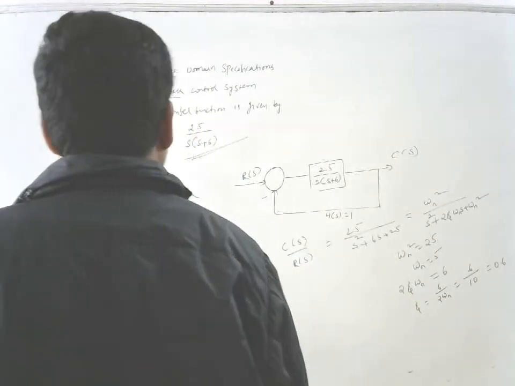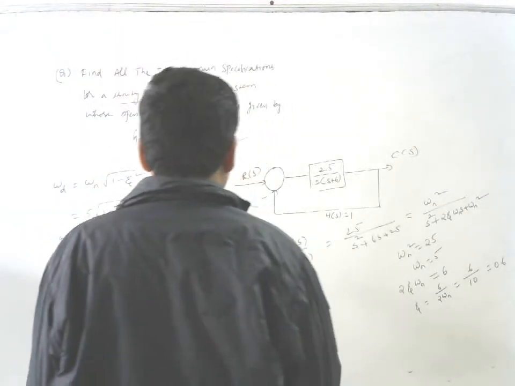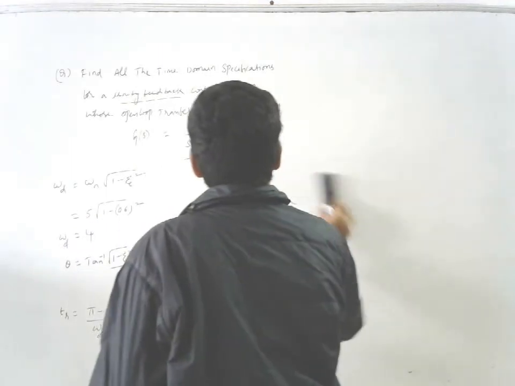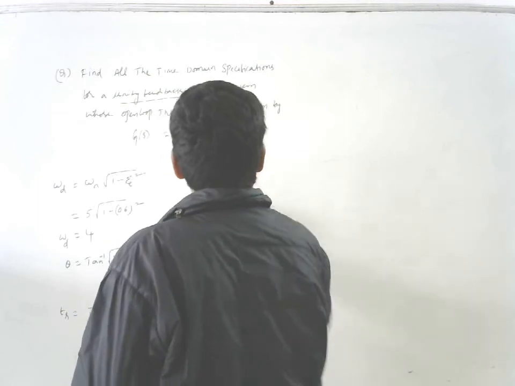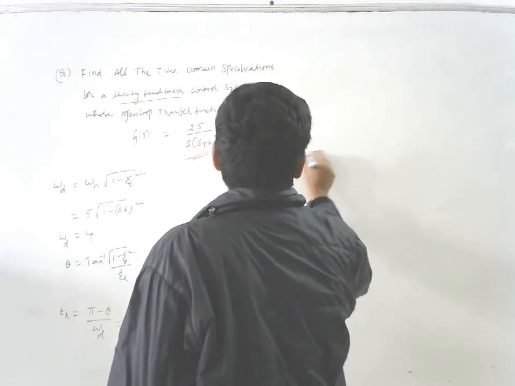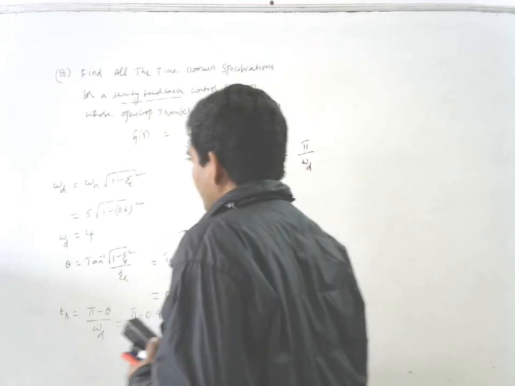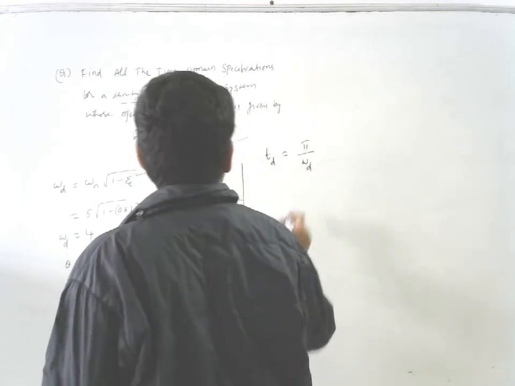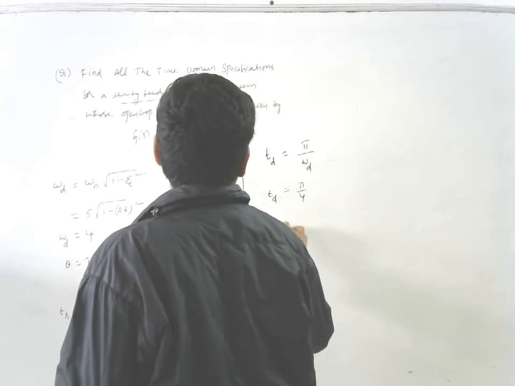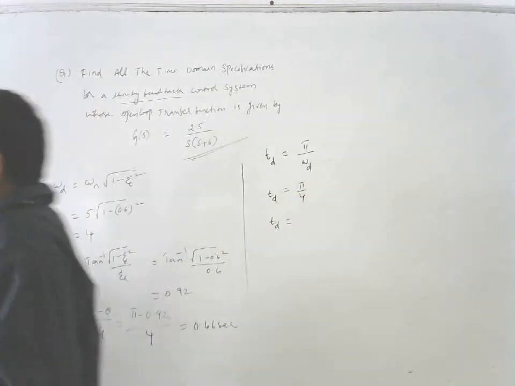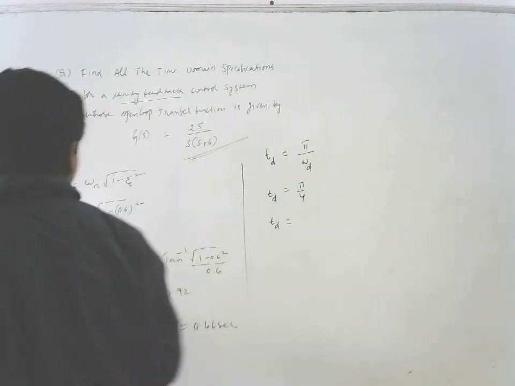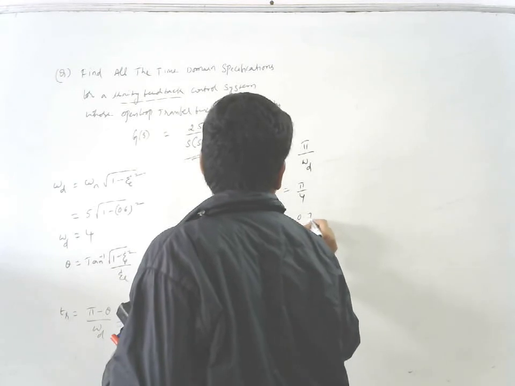And the next one is delay time. We need to find out the delay time, TD. TD equals pi by omega d. Already we calculated omega d. That is pi by 4, that means 3.14 divided by 4. We are going to get the value 0.78 seconds.